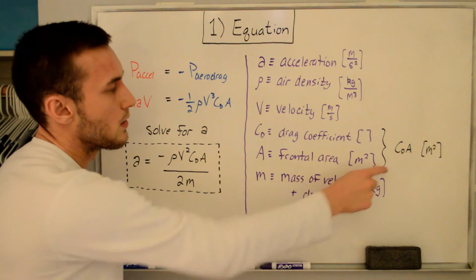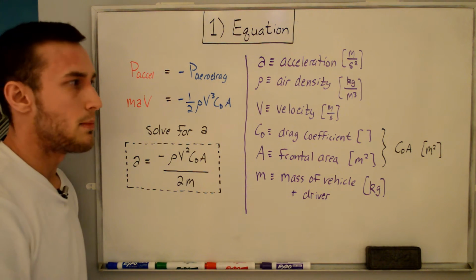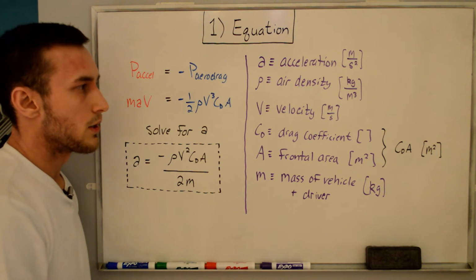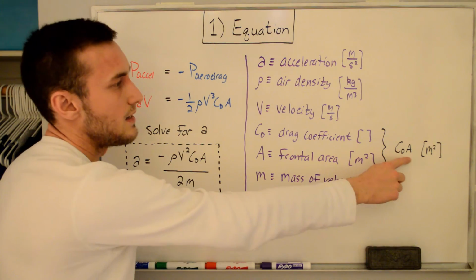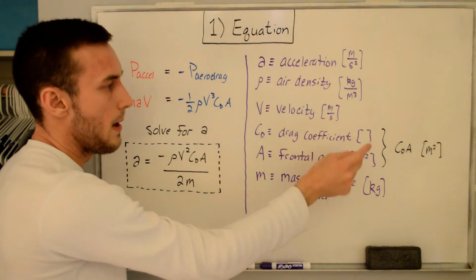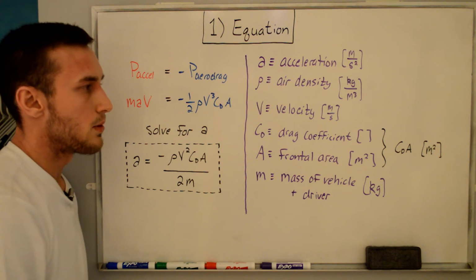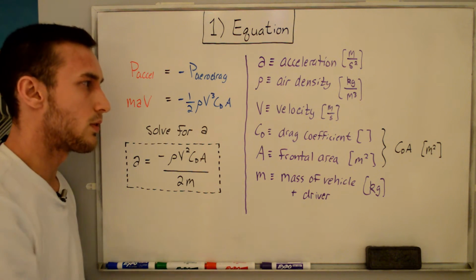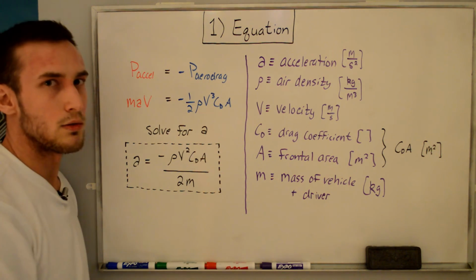And I've noted here that C, D, and A might be sort of difficult to come by for certain types of cars, especially F1 cars, so I'll be combining this into a term CDA. This is just the multiplication of the two, and that'll have units meters squared, because we're multiplying a unitless number by one that has units of meters squared. And this is a number that I found from a blog post from a guy that quotes Peter Windsor about a typical CDA value for an F1 car.